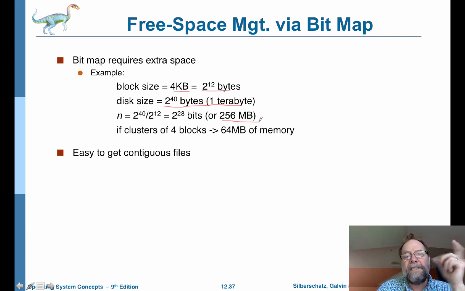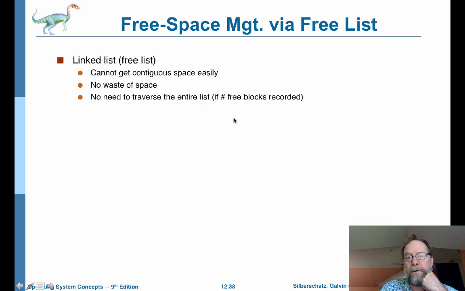If we are clustering our blocks into blocks of 4, that is, we only allocate them in blocks of 4, then that's going to decrease our free bitmap vector down to only 64 megabytes of memory. It's still relatively small, terabyte, 1,000 gigabytes. This is a quarter of a gigabyte, so relatively small proportion of the hard drive space is used to store our free bit vector that way.